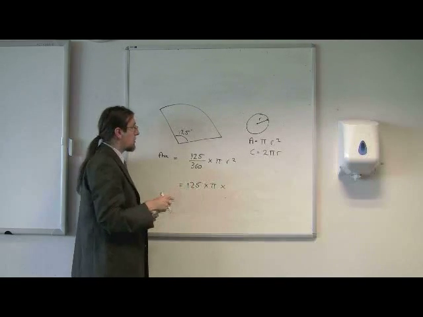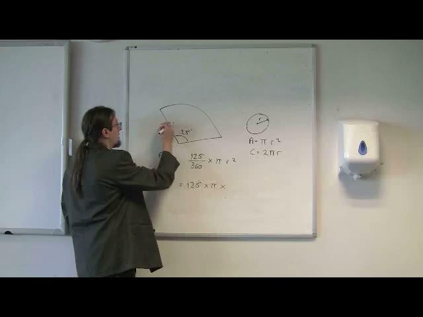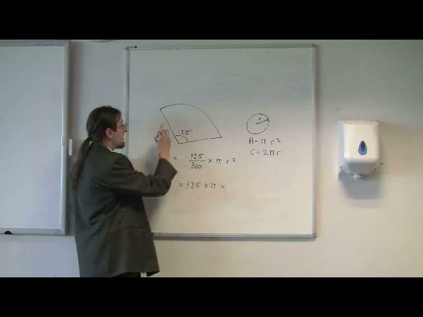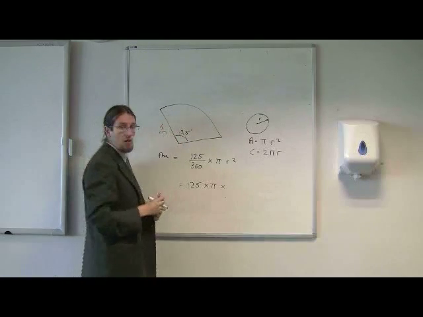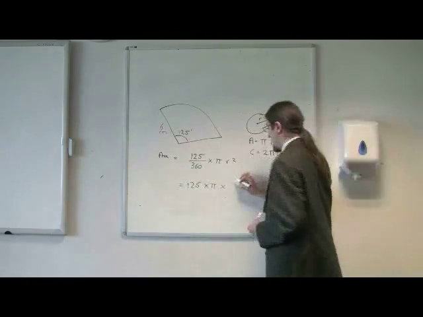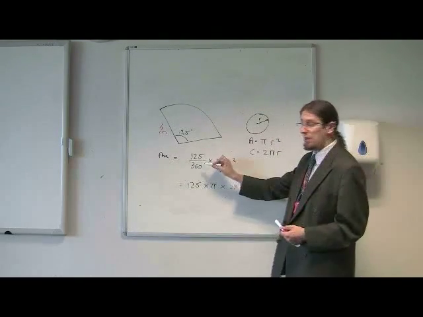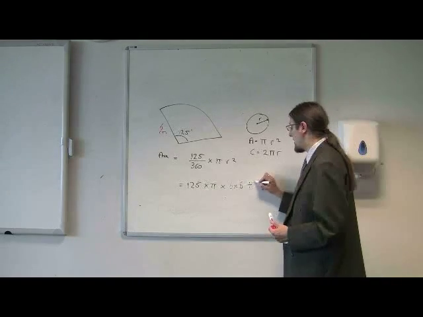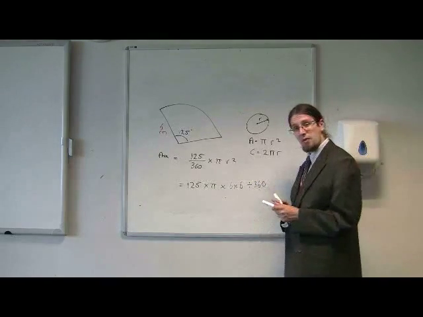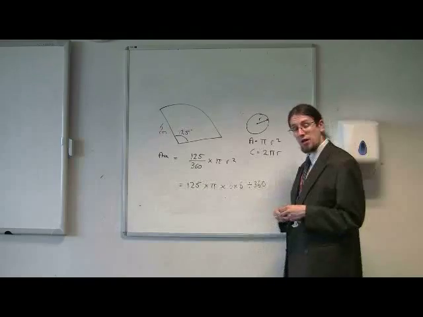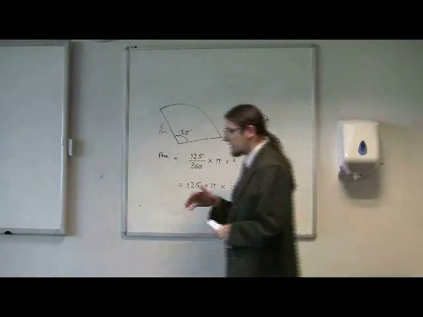times the radius squared. I didn't actually give this circle a radius, so let's do that. Let's just call it 6 centimetres. So it's going to be 6 times 6. And then just divide by 360, divide by the bottom of the fraction. As I've said before, it doesn't actually matter what order you do any of this in, as long as you get it all in there.